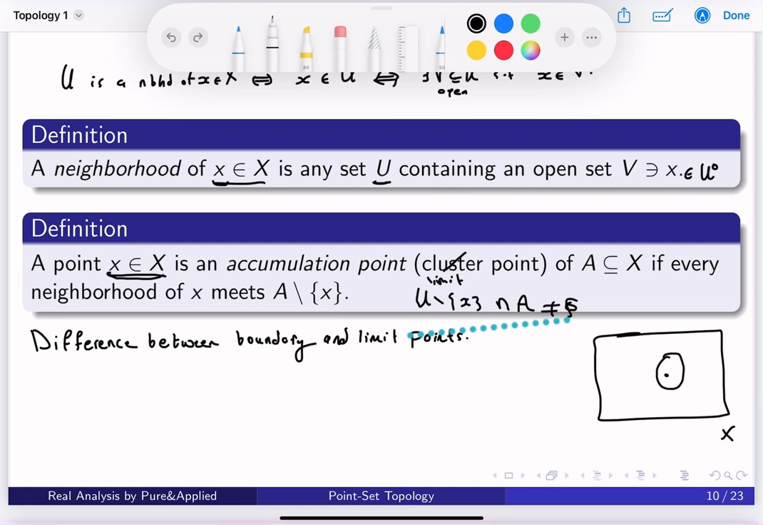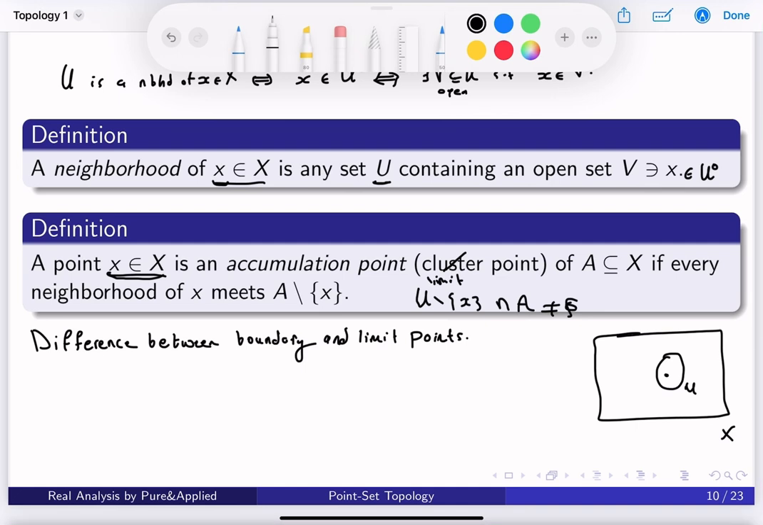Yeah, that's fine. We have a neighborhood here, U. What we're saying is, if I intersect U with A, I should get at least one point other than X. You might have seen this definition before, but just to make sure that we're all on the same page, maybe let me give you an example.